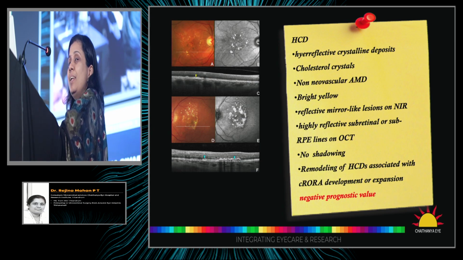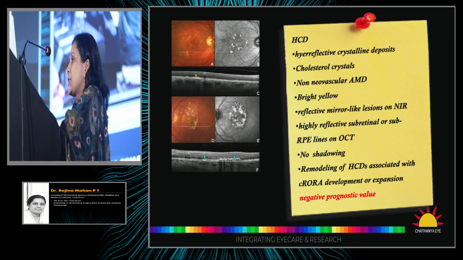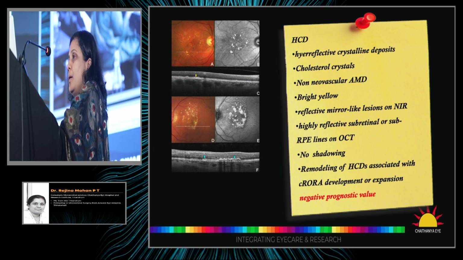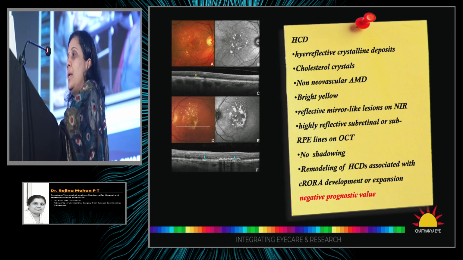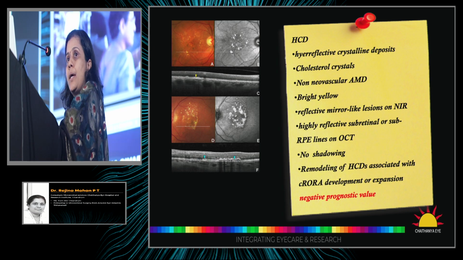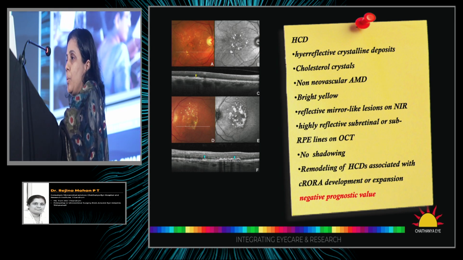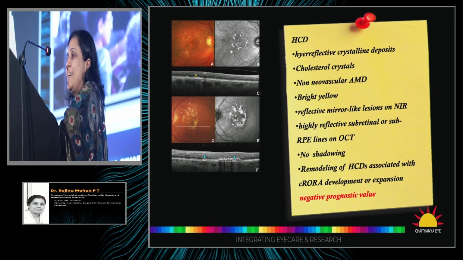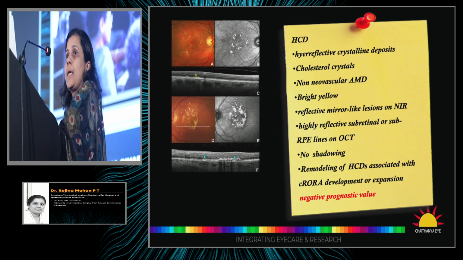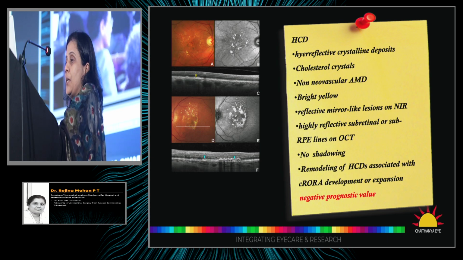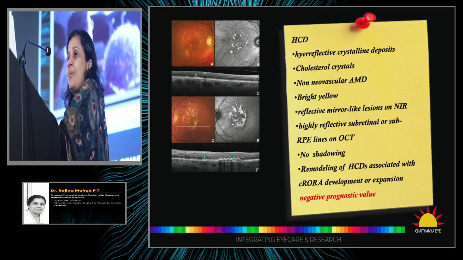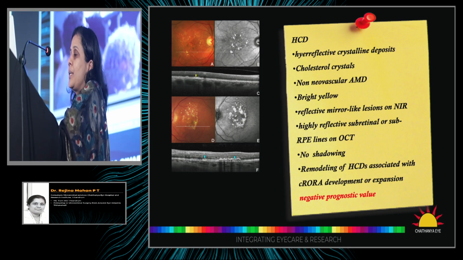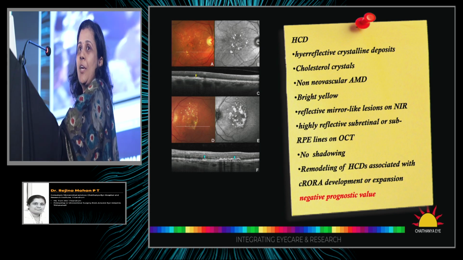So, in a nutshell, HCD is hyperreflective crystalline deposits. They are cholesterol in nature, seen in non-neovascular AMD, very bright, and they do not produce any shadow. And the problem with the HCD is the remodeling can be associated with serous expansion. So altogether, if you see an HCD in a wet AMD, it carries a negative prognosis. That's it. Thank you.